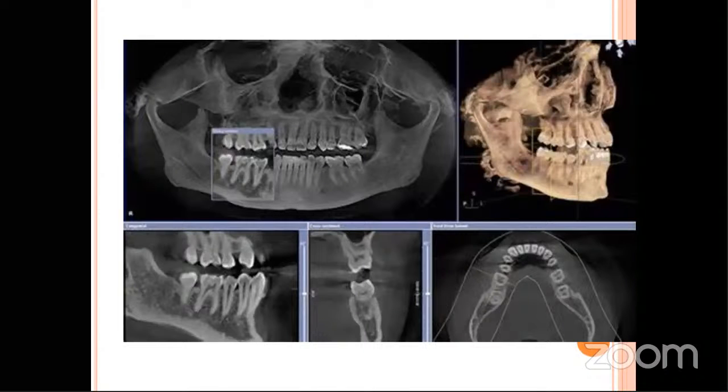and this is a picture showing a CBCT image with an altered panorama, 3D, coronal, sagittal, and axial. Okay, axial is from the top to bottom. Coronal is from the anterior to posterior. If the images are seen from front to back, it is coronal, and if from right to left, that is the sagittal view. Okay.